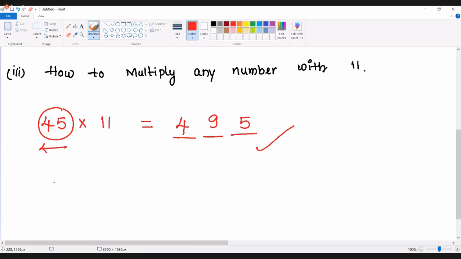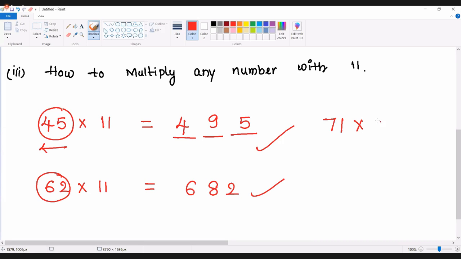For example, I have a number 62 into 11. So what we can do, just observe. First, immediately, whatever the digits are there, add the digits. 6 and 2 will be as it is. 6 plus 2 is 8. Answer choice is 682. So let's assume 71 I am multiplying with 11. So 7 and 1 will be as it is. 7 plus 1 is 8. Answer choice is 781.